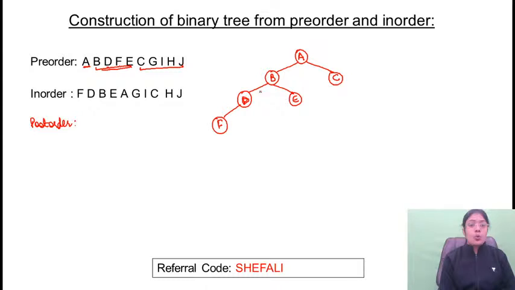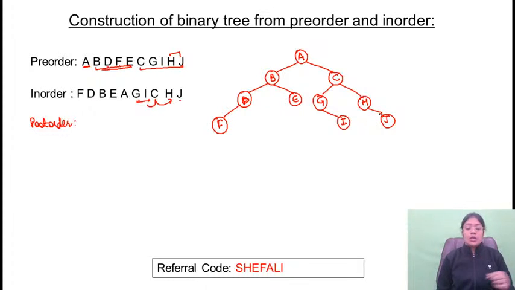Next, these are over. Next, C is the root node. Now on the left of C, G and I, 2 elements are there. And on the right of C, 2 elements are there. Among G and I, G is coming first. So G will be the root on the left. And among H and J, H is coming first. So H will be the root of the right subtree. I is present on the right of G. And H is present on the right, J is present on the right of H. This is the tree.